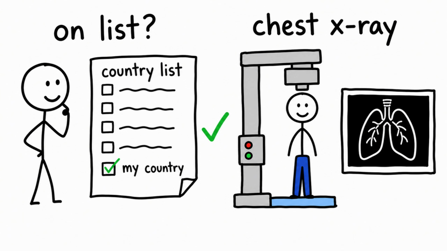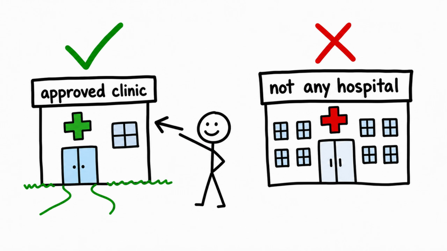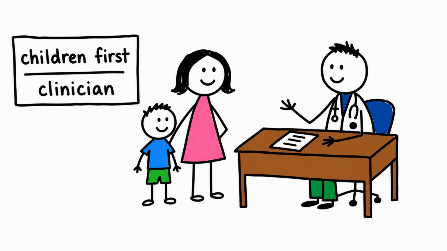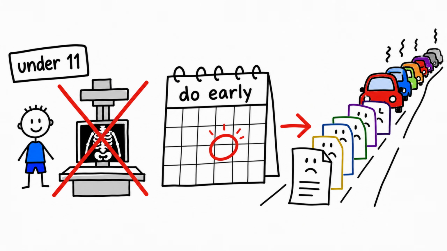If it is, don't worry, it's pretty simple. It's a chest x-ray at your home office approved clinic, and that bit matters. It has to be an approved clinic, not just any hospital near you. As long as you're clear, they give you a certificate that's valid for 6 months. For children, it's a bit different. They see a clinician first, and kids under 11 aren't normally x-rayed. My advice, get this done early because it can hold up everything else.